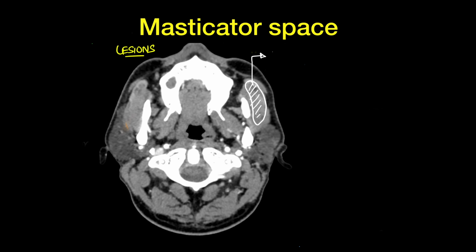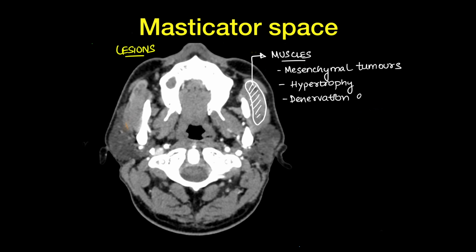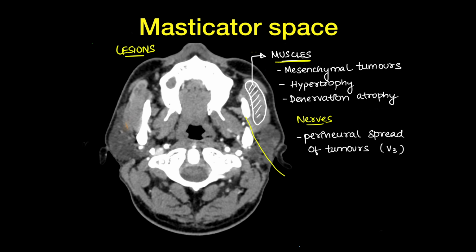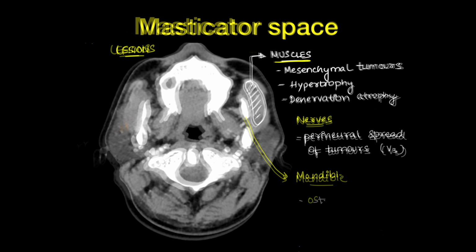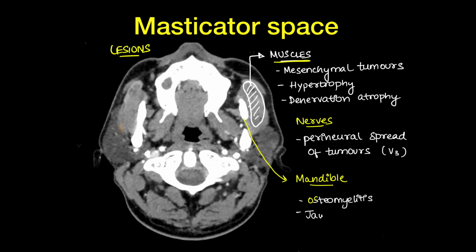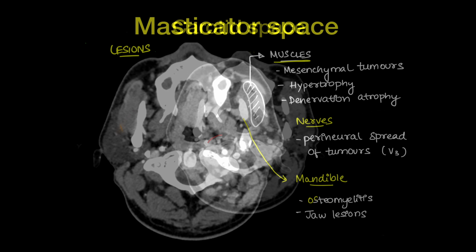Next, what are the lesions in the masticator space? We have muscles in the masticator space, so lesions like mesenchymal tumors can occur. There can be hypertrophy of muscles, especially masseteric hypertrophy, which can look like a mass. There can be denervation atrophy of these muscles. And since nerves are present, we can have perineural spread of tumors through adjacent spaces or the oral cavity. Since the ramus of the mandible and part of the hemimandible is there, we can have mandibular osteomyelitis or jaw lesions.